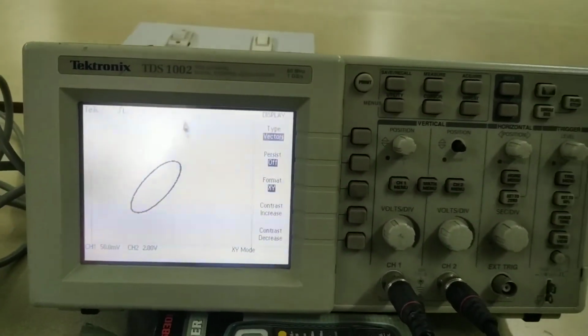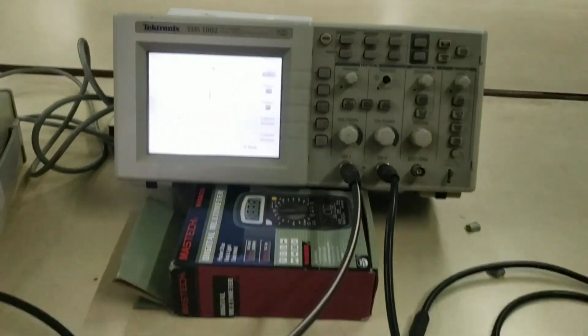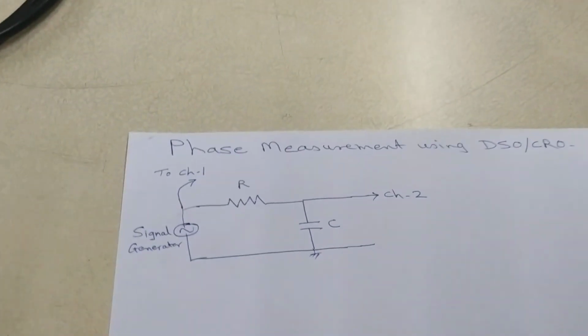That gives a phase difference theta. So this is the phase measurement experiment.